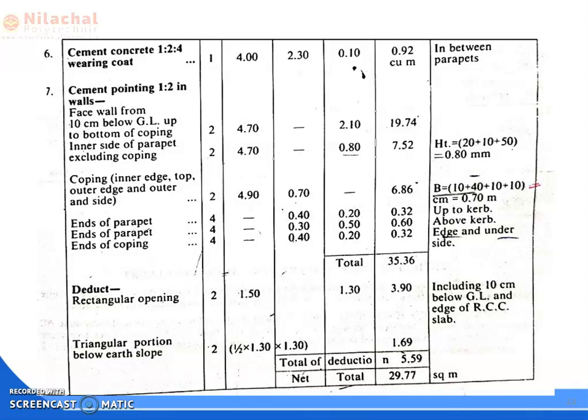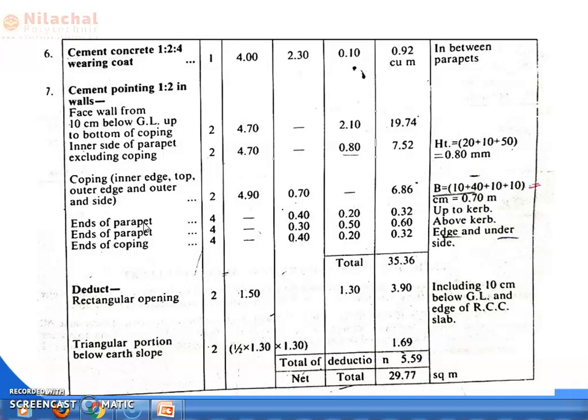In the case of the main bar and distribution bar, how many main bars are provided, how many distribution bars are provided, what is the length of the main bar, what is the length of the distribution bar, we already discussed in the previous class. In this class we discuss the cement concrete part, the 1:2:4 bearing course. Here one bearing course is provided, with length, breadth and height.